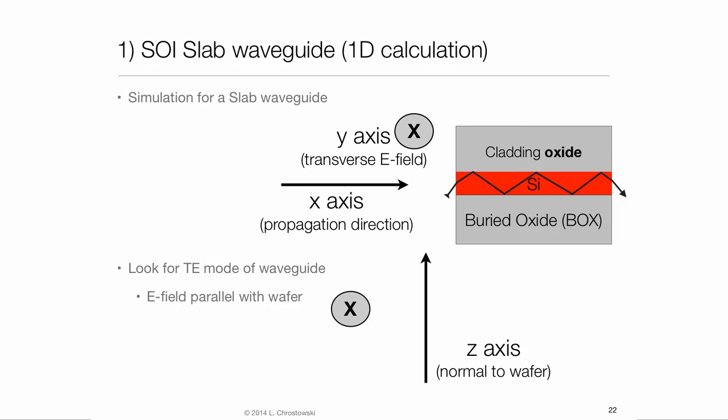Most work in silicon photonics has been focused on the fundamental mode of the waveguide, which, as we will see, is quasi-TE polarized. Thus, we begin by looking at the TE polarization of the slab. This means that the light's electric field is transverse or parallel to the wafer.